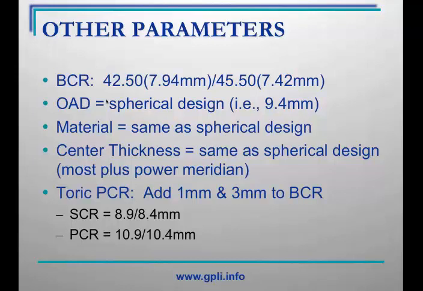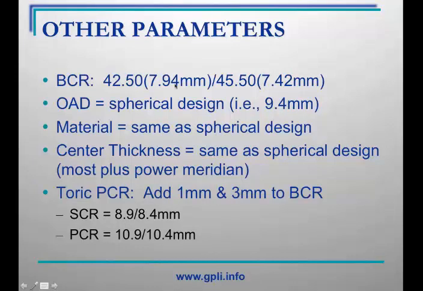The material likewise would be the same as what you like in a spherical design. Center thickness, again, same as a spherical design, equal to the center thickness of the power in the most plus power meridian. If you want toric peripheral curves, and I would recommend those to have good alignment peripherally as well as centrally, just simply add 1 millimeter and 3 millimeters to your base curve radii.